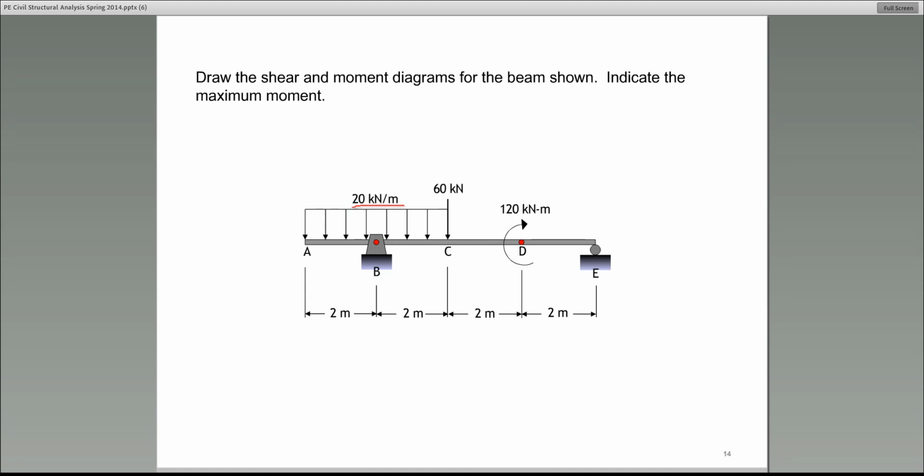Kilonewton per meter, 20 kilonewton per meter. Distributed load, rectangular load. There is a concentrated load of 60 kilonewton here at C, and then there is a free moment. This is a concentrated moment, a free moment at the point D. All right? So the first thing that we do is look for or solve for the reactions.